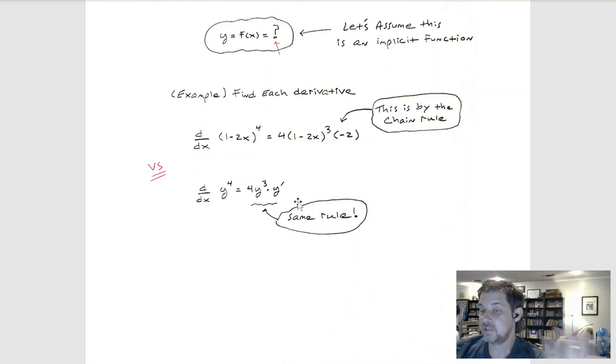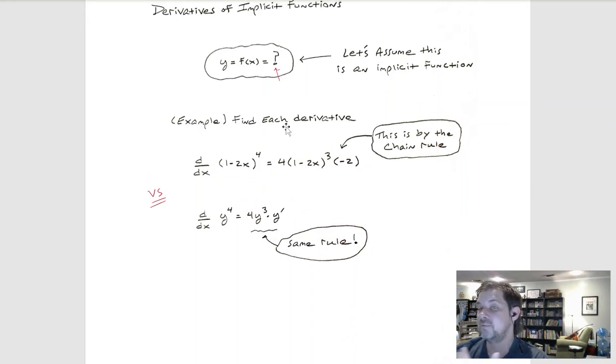So we'd say, well, same rule. You would bring the power down the front, you do the 4 like that. Then you take away 1, you get 3. And then you multiply that times the derivative of whatever is there. What's the derivative of y? Well, since we don't really know what it is, we'll just have to say y prime. Y prime being the symbol for the derivative of y, okay? So that's how we approach it when we deal with y being some unknown but implicit function of x.